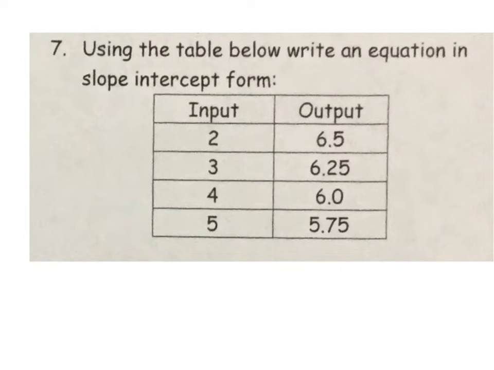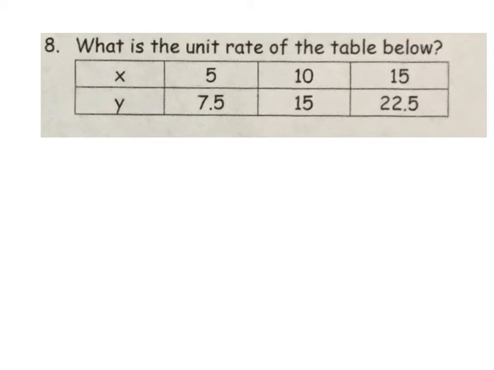Number 7, using the table below, write an equation in slope-intercept form. So y equals mx plus b. You've got to find the slope and you've got to find the y-intercept. Number 8, what is the unit rate of the table below? So all you really have to do is put y over x to find the unit rate.